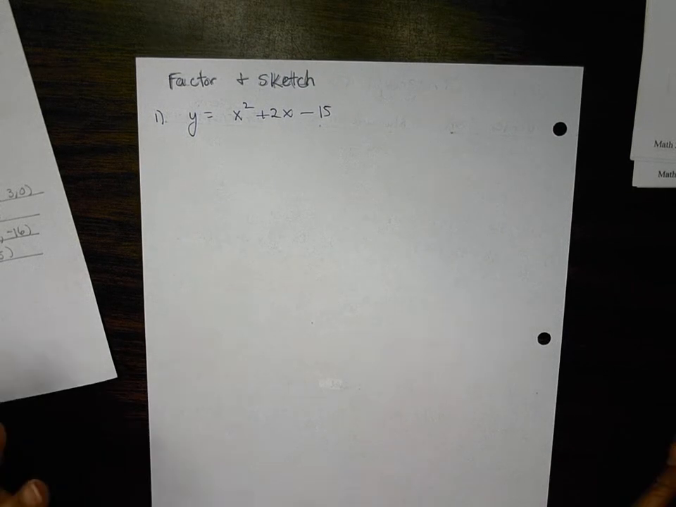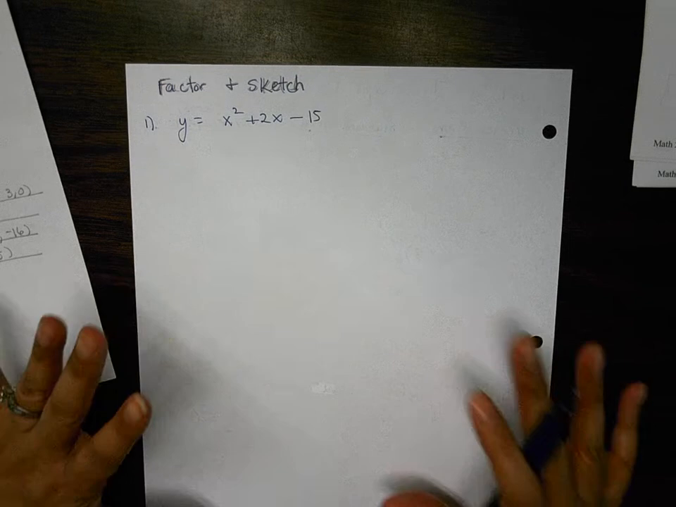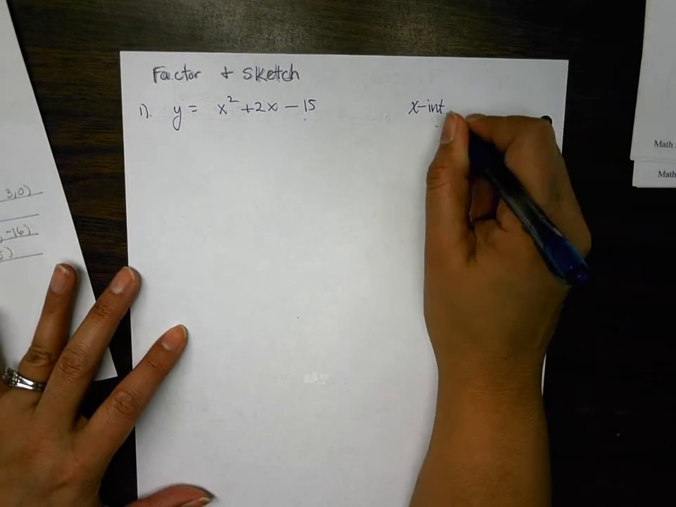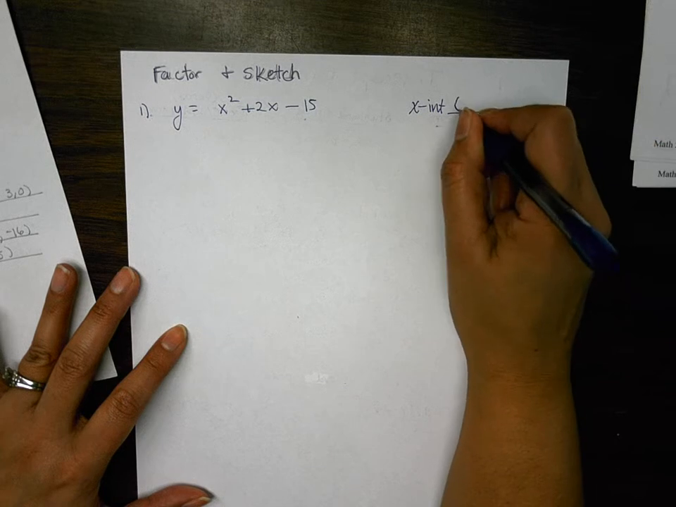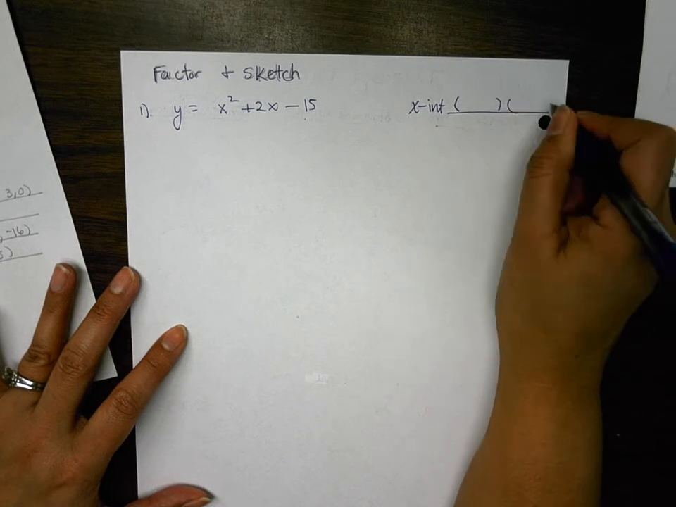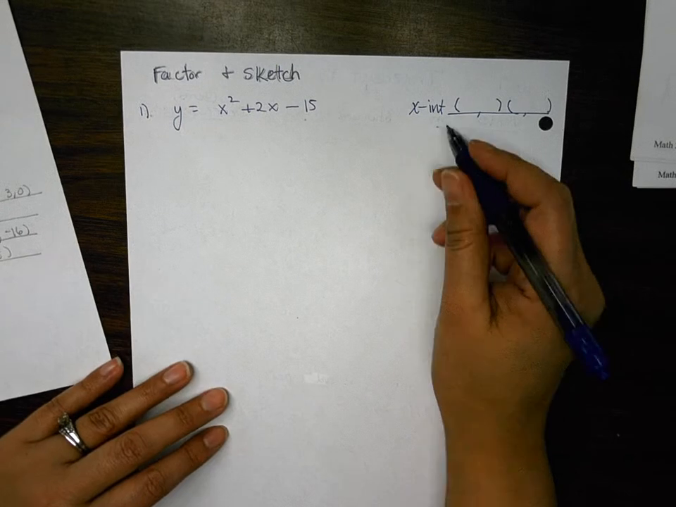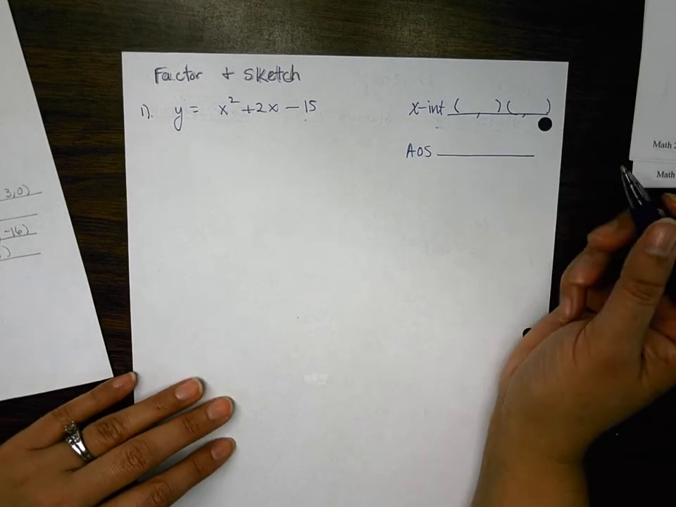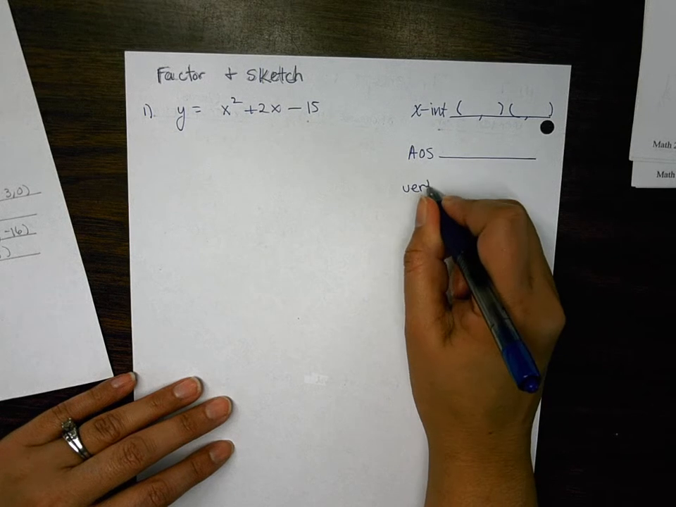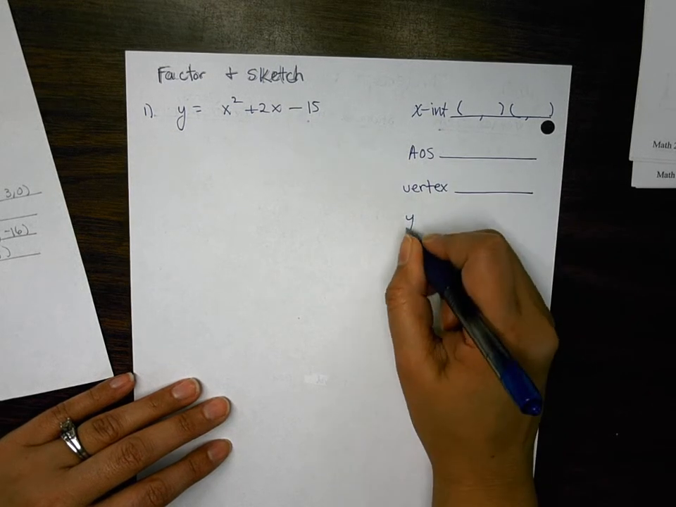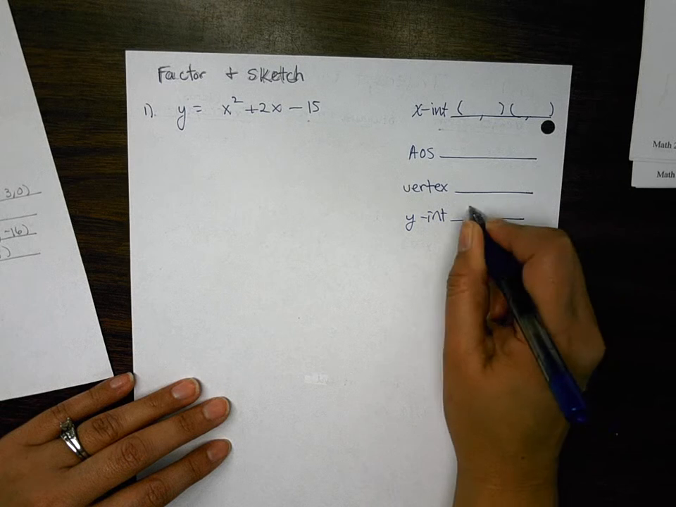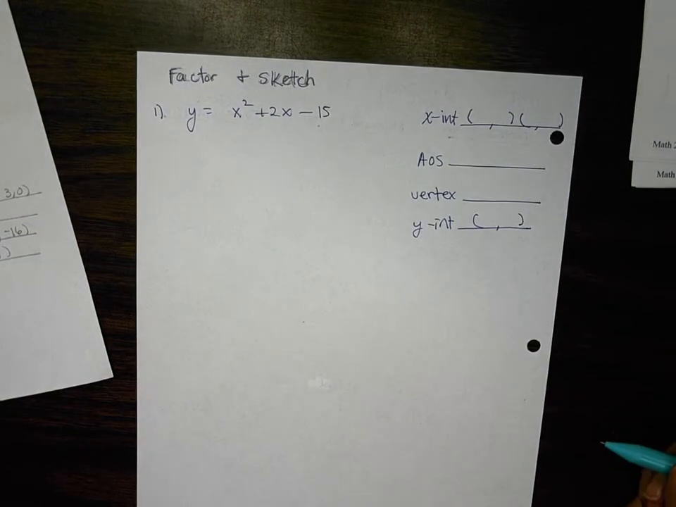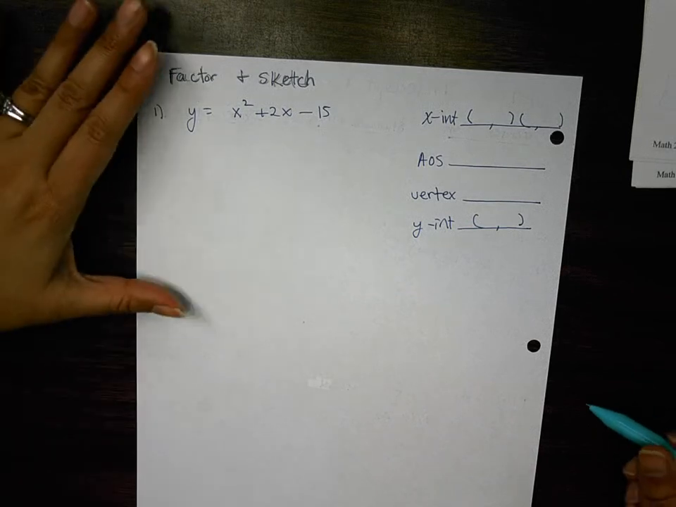All right, are we ready? There's more pieces I'm going to ask you for, and it's similar to what you're going to see on the test. They're going to have x-intercepts. They're going to ask you for AOS. What does AOS stand for? Axis of symmetry. The vertex, we know what the vertex means, and the y-intercepts. Okay, are we ready?